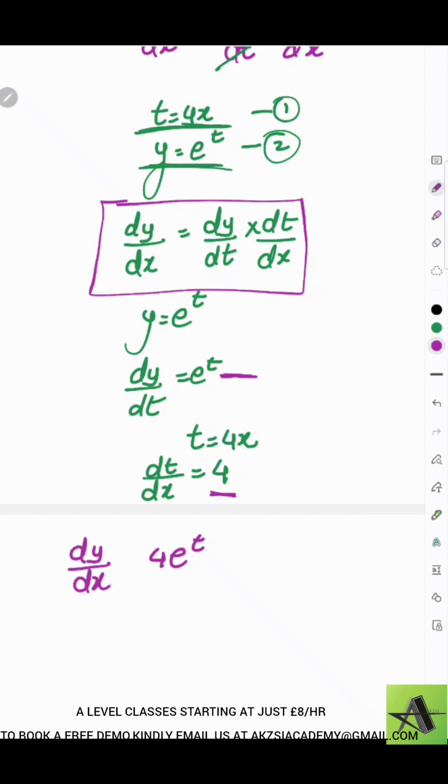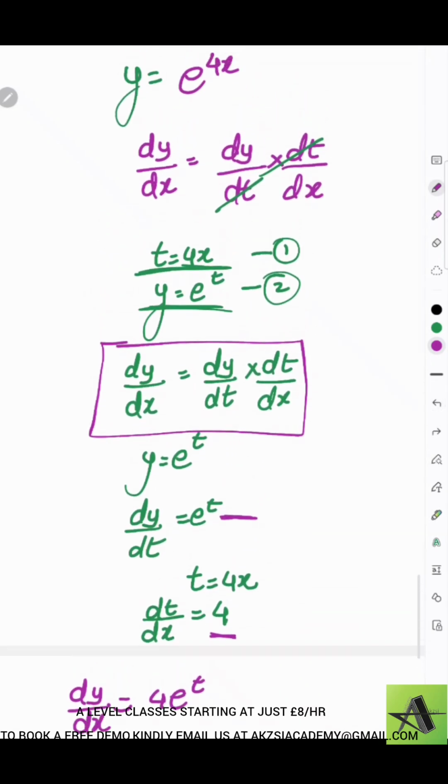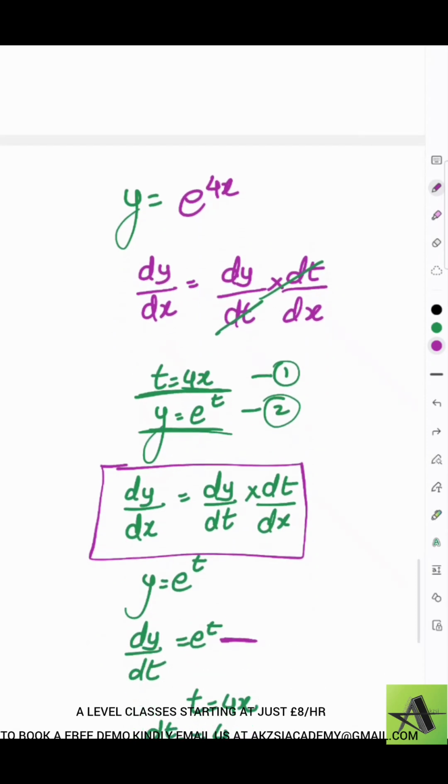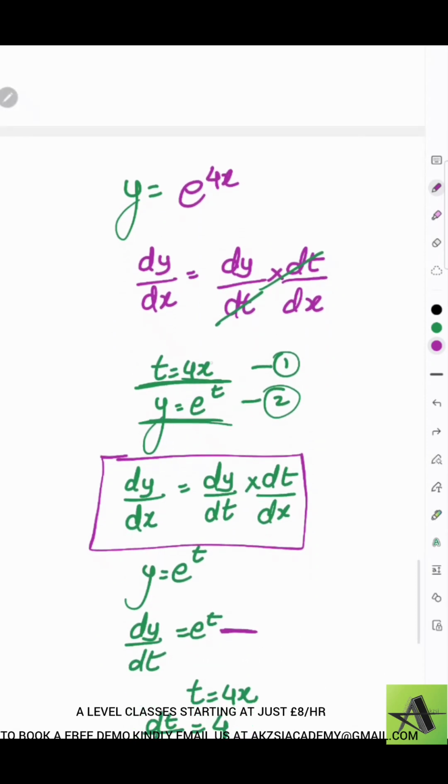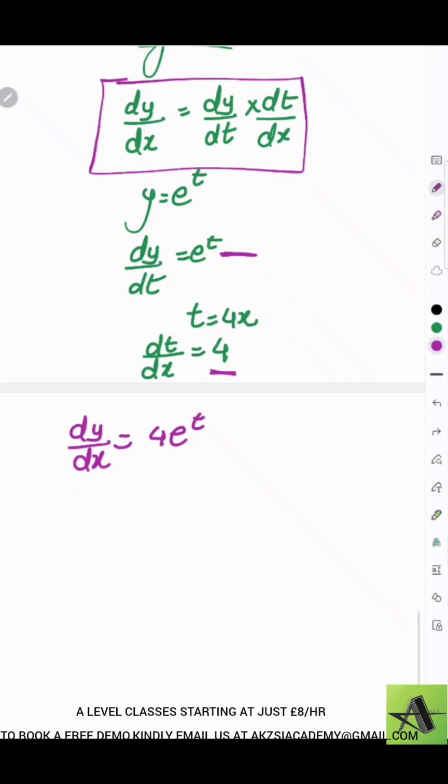But obviously, we can't leave our answer in terms of t. It has to be in x. So coming back to where we assumed our function, t is equal to 4x. That means I need to replace t again with 4x, which gives e to the power of 4x times 4, and that's your answer.